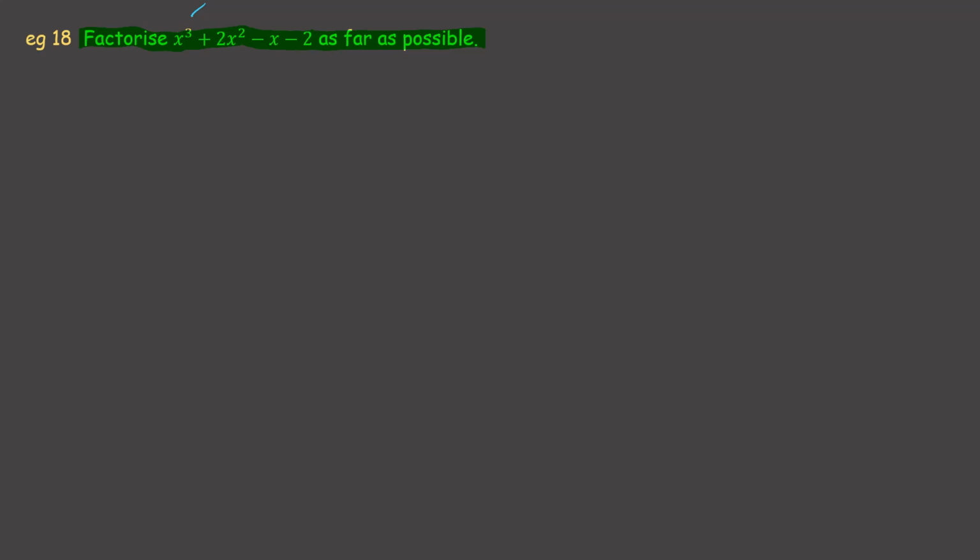So I now have x minus 1, x squared plus 3x plus 2. And if we can factorise, we know how to factorise a quadratic. And so I've got x minus 1, and that ends up being x plus 1, x plus 2.